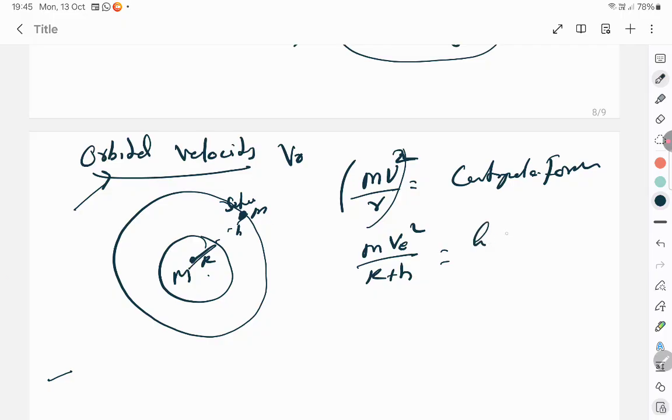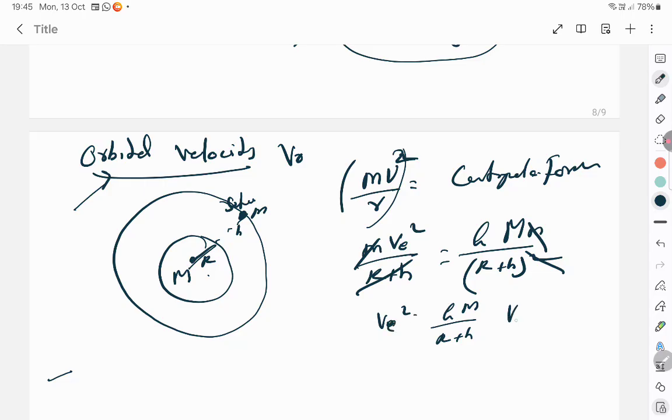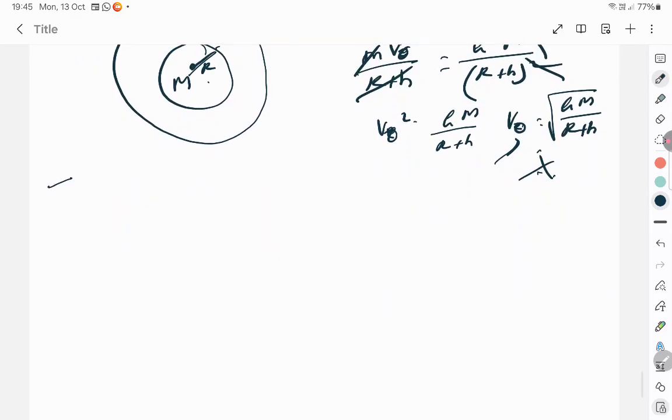It is G into capital M into small m by R plus h the whole square, where this and the power get cancelled. Small m and small m also get cancelled. V_E square is GM by R plus h. V_E is equal to root of GM by R plus h, which is what is called orbital velocity. I wrote E, orbital velocity, V_O, the velocity to go around. Very important formula. I can't tell you how important this is.